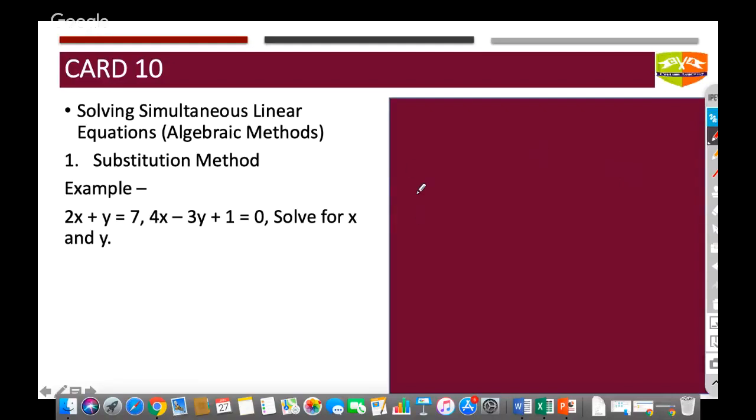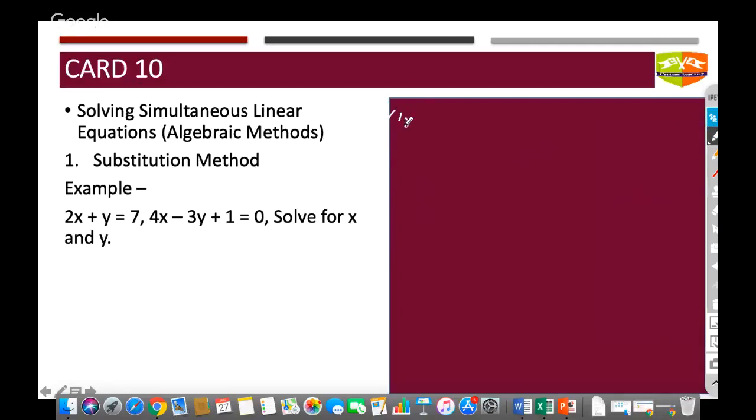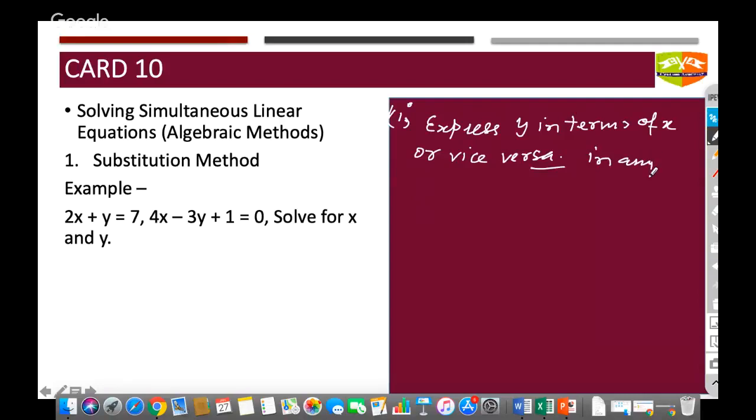Now I have taken the substitution method of solving questions. I'll explain the method, and then I'll solve this question. The method is like this: take any one equation, and express y in terms of x, or vice versa, x in terms of y, in any one equation.